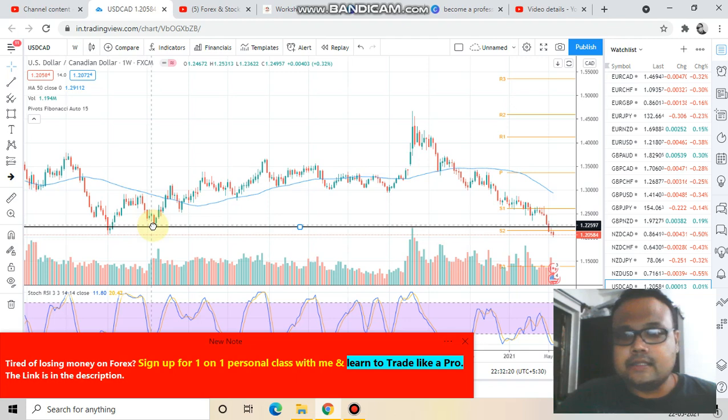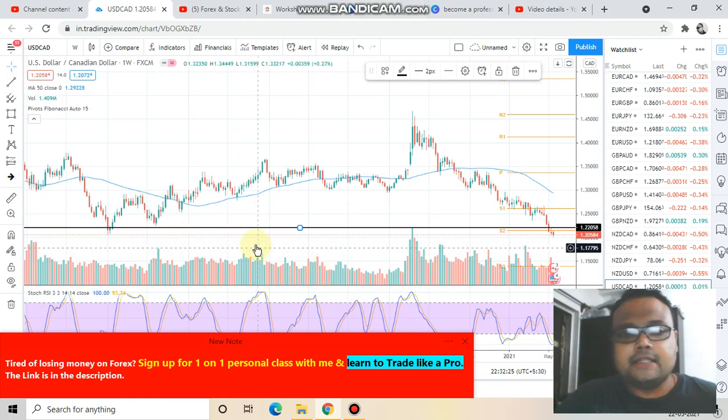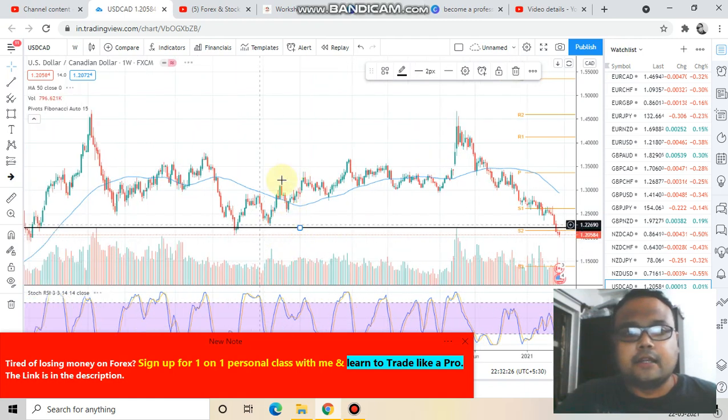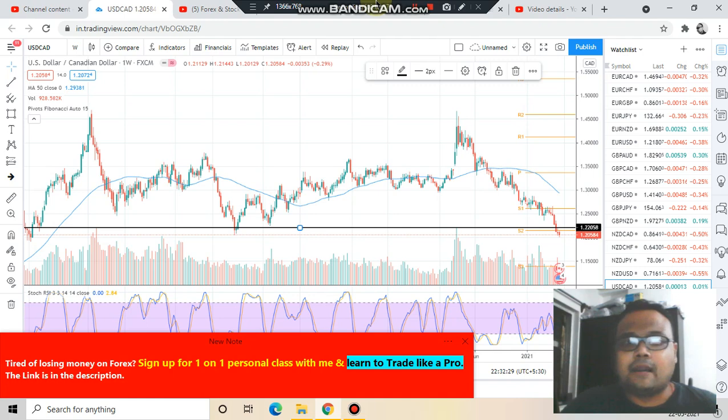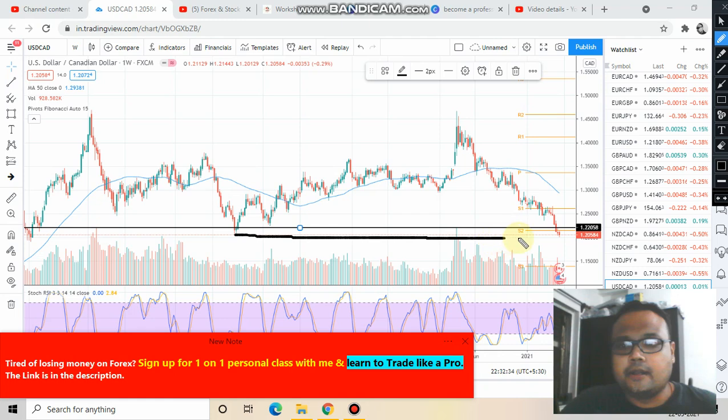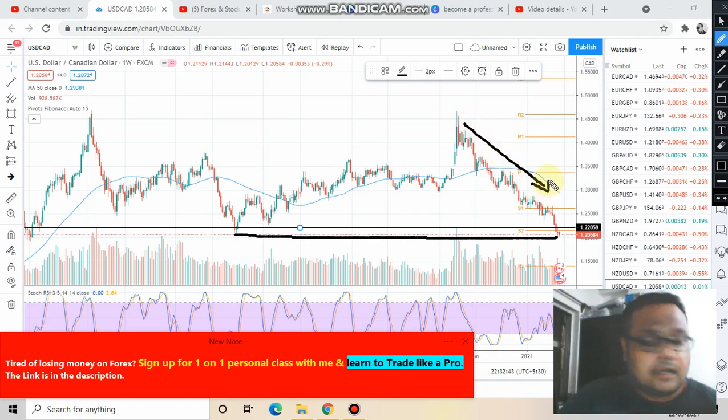In the weekly time frame we can see that there is a support here, or right now market is just standing at the support. Just look at this particular price level. There is no doubt that market is falling for a long time. Overall, market is in downtrend since 2020. But right now market is standing at the support level.